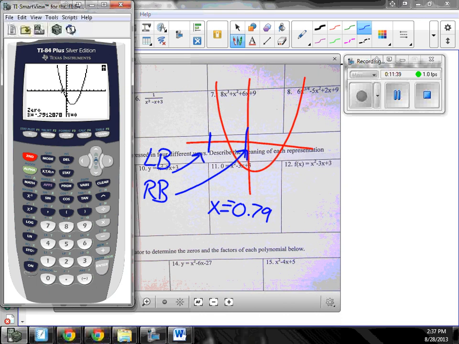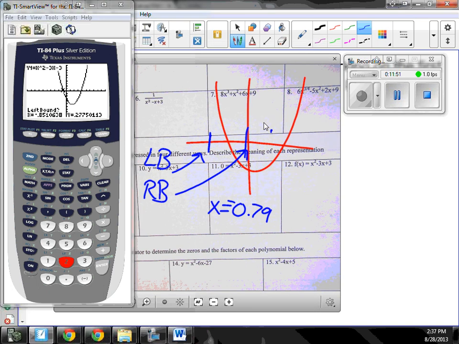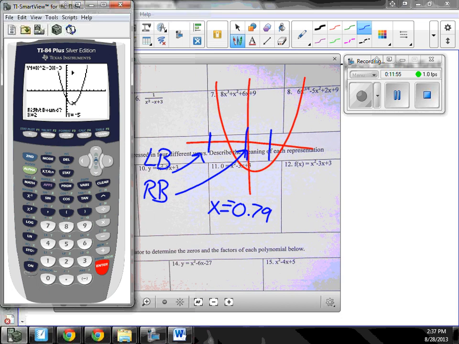And then I do the same thing for the other root. Second calc, 0. What would a good left bound be? 2 would work. So 2 is somewhere to the left of the root. Okay. A right bound? 5 or 6, doesn't matter. And for my guess, I'm going to put 4. And my answer is 3.79.